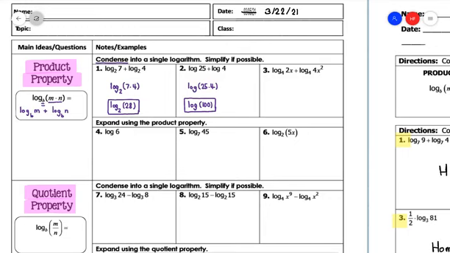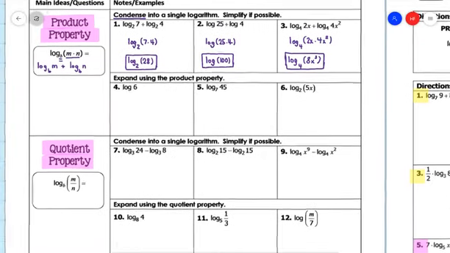Now, number 3, they both have log base 4. We've got 2x times 4x squared. So we've got log base 4 of 2 times 4, which is 8, x times x squared, which is x cubed. And we're going to talk about how to condense that even further in a little bit. But we'll stop there for now since we're just talking about that product property.